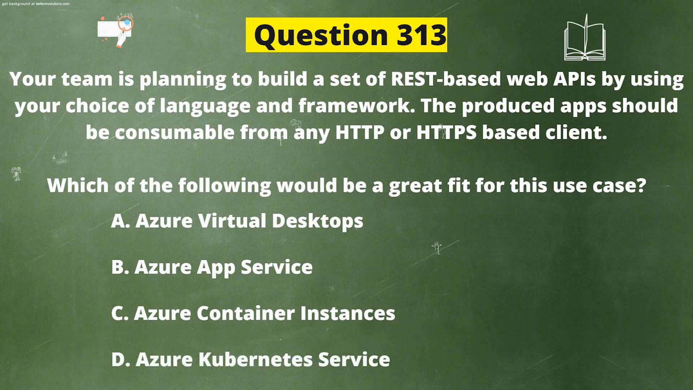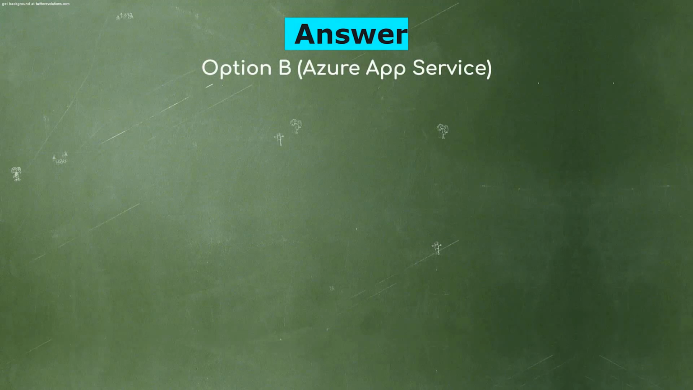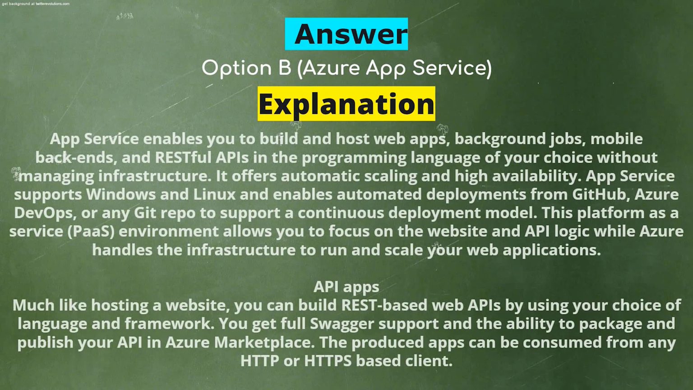Azure Kubernetes Service. And the correct answer is option B. Azure App Service. Explanation. App Service enables you to build and host web apps, background jobs, mobile backends, and RESTful APIs in the programming language of your choice without managing infrastructure. It offers automatic scaling and high availability.